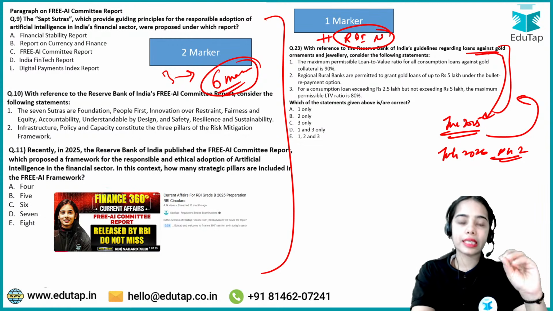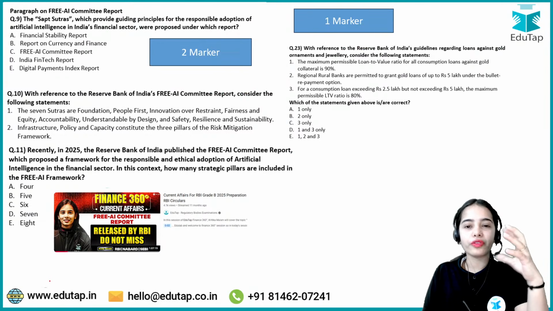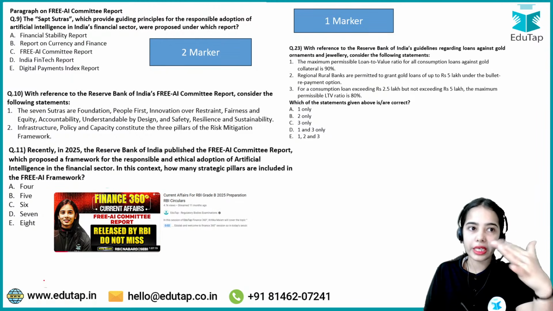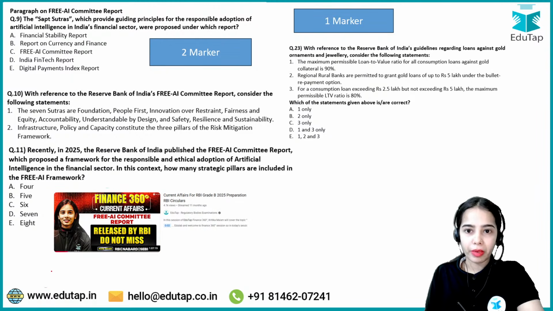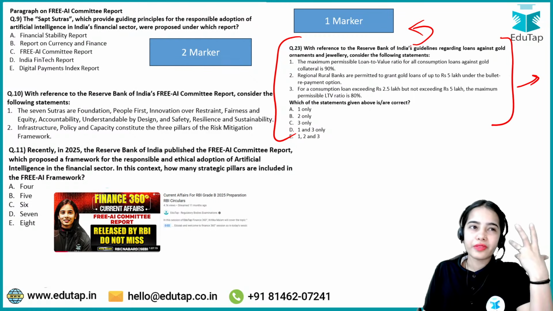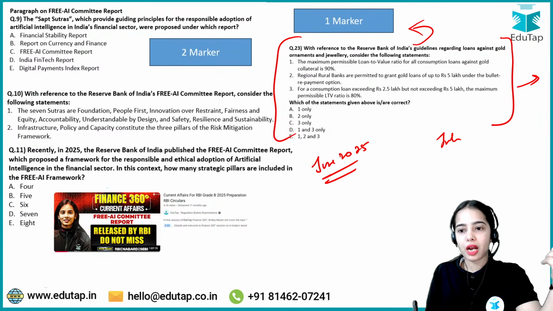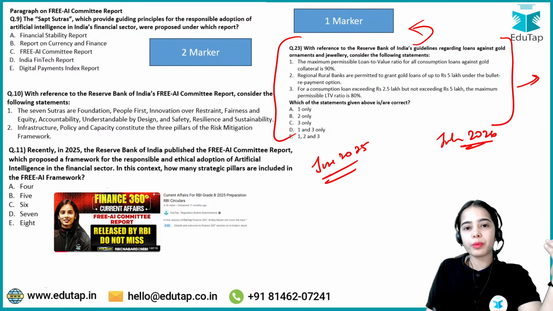If the lending is against gold and silver collateral, such guidelines are very important and unique, and they affect the general public, so these kinds of directions become important. Now, it is usually very difficult to go through them. This article was released in June 2025, and the examination happened in July 2026. So for the reports, you can do that.